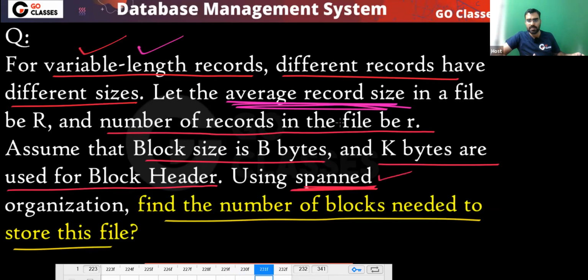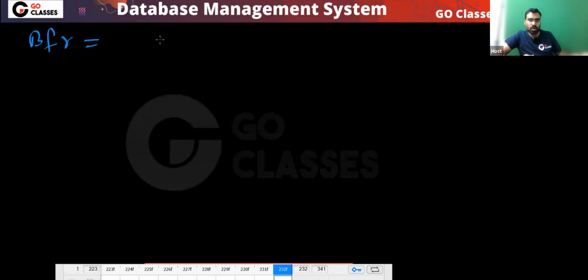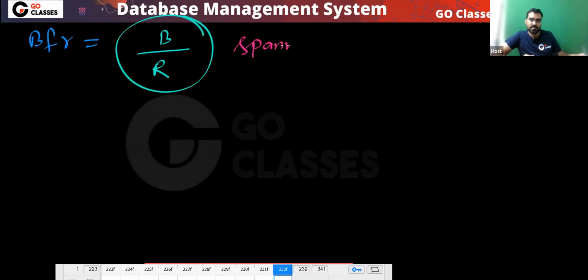On average, you can notice you have a spanned organization. So this is important. The average record size is R. So your blocking factor will be what? That will be B divided by R. This will be your blocking factor because you have a spanned organization.